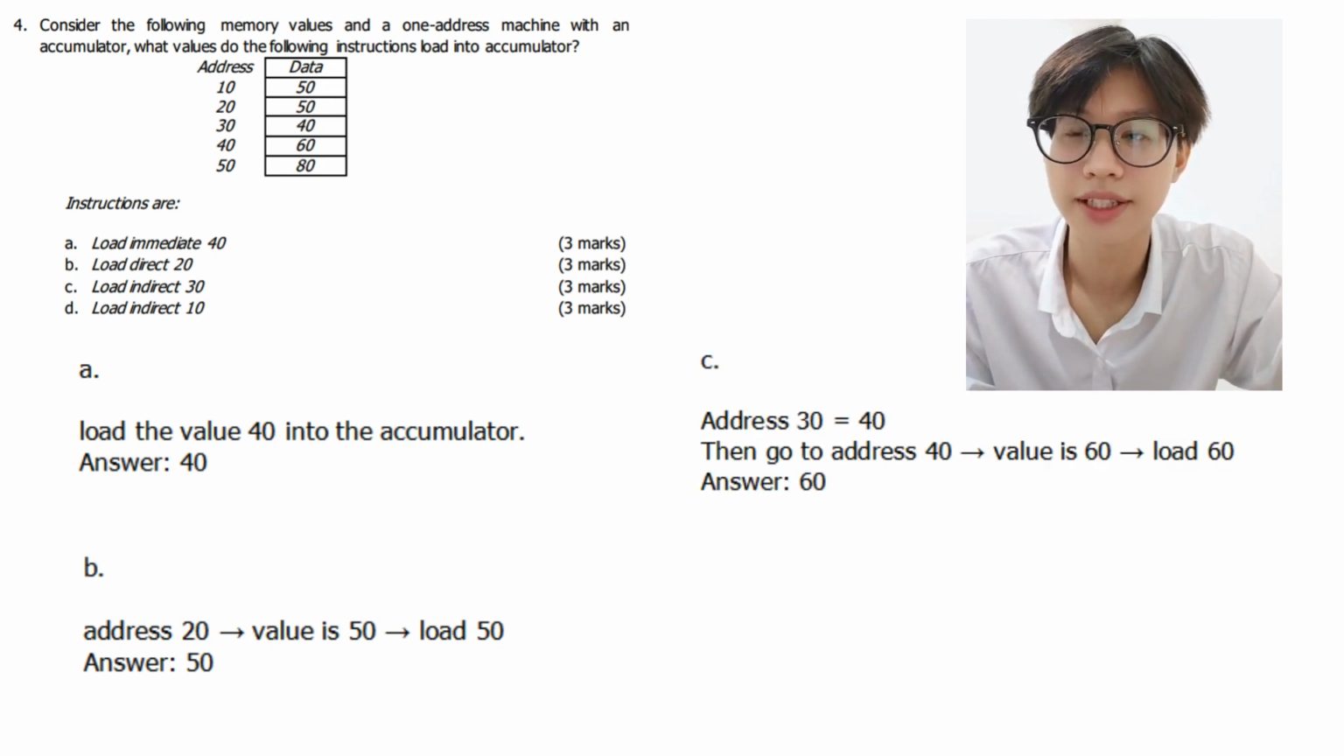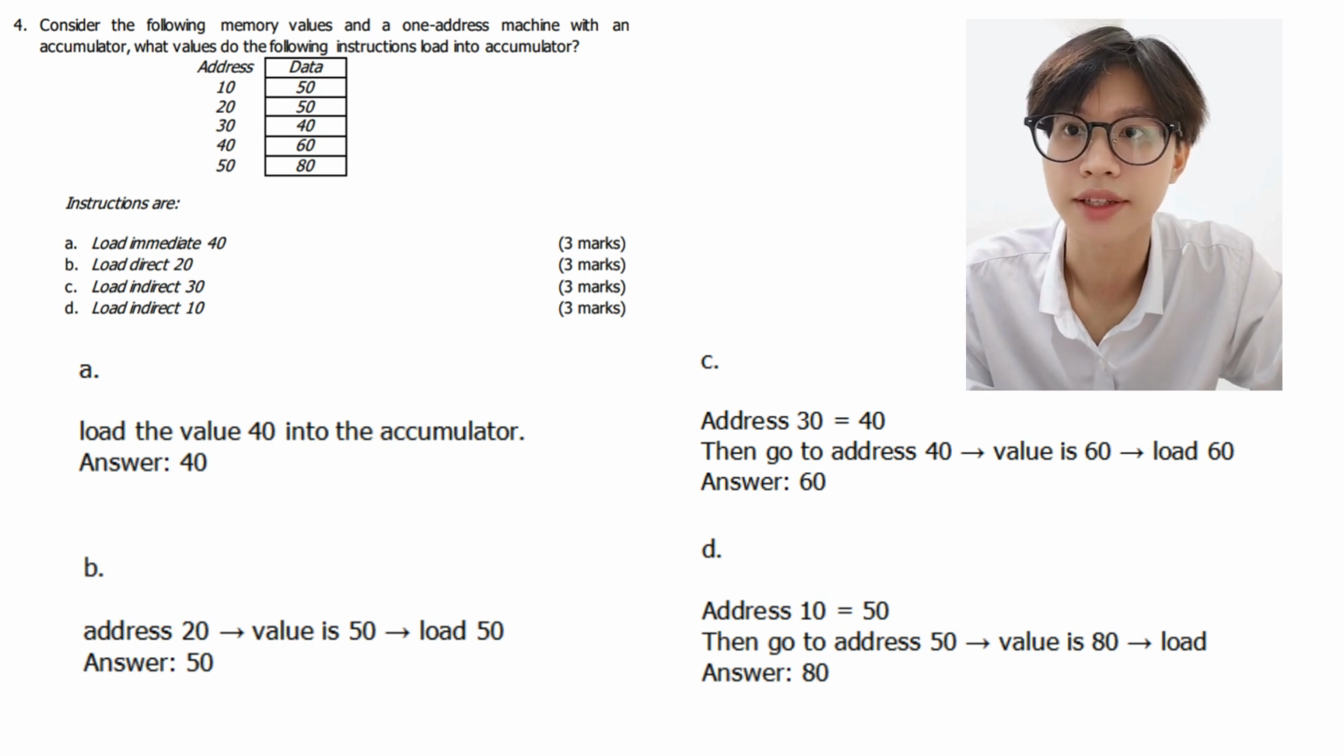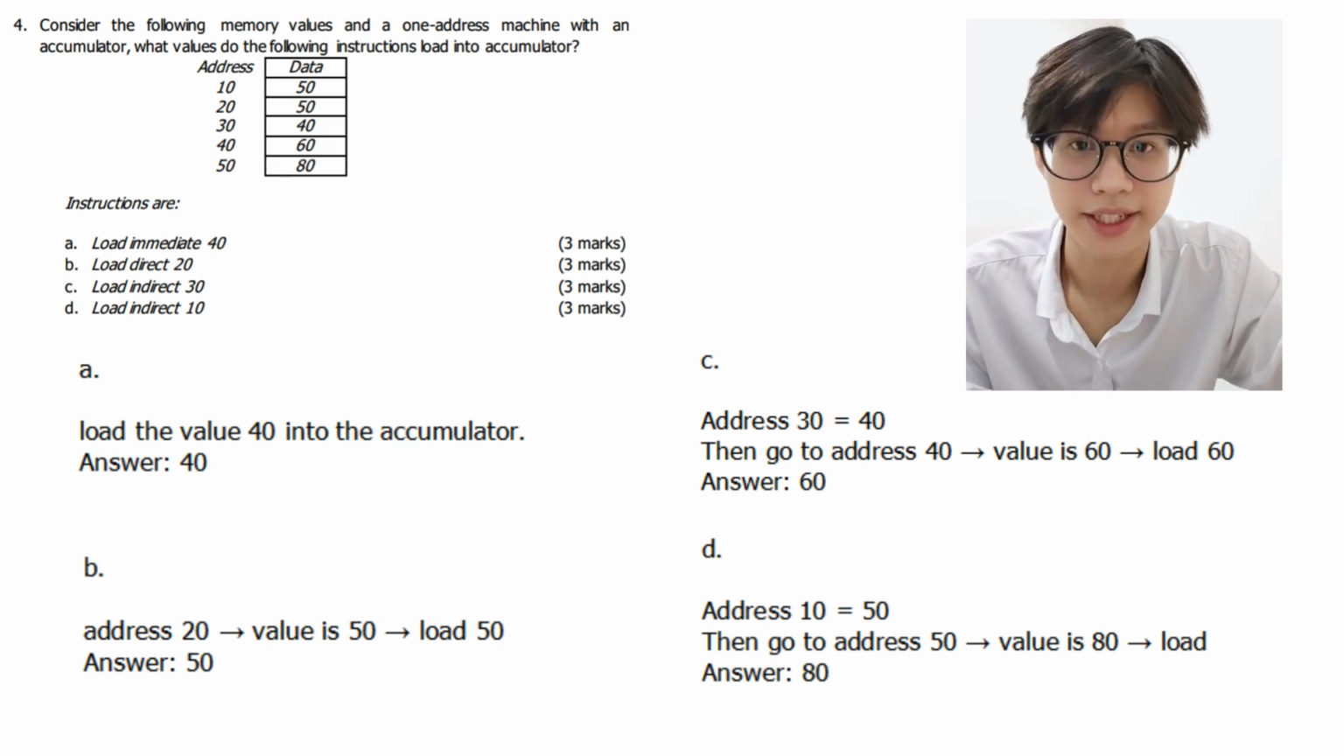For C, load indirect 30. This instruction first checks what's stored in address 30. According to the table, address 30 holds 40. Now we treat that as the new address and check what's inside. Address 40 holds 60, so the answer is 60. Load indirect 10. First, the instruction reads the content of address 10, which is 50, then it uses 50 as an address and reads what's stored there. Address 50 contains the value 80. So the answer is 80.